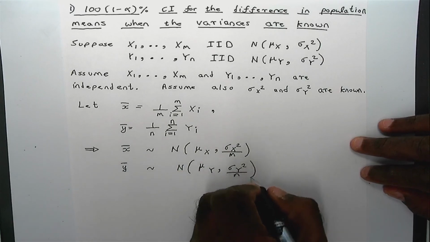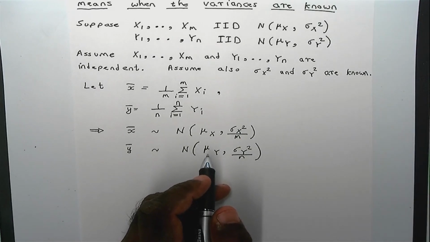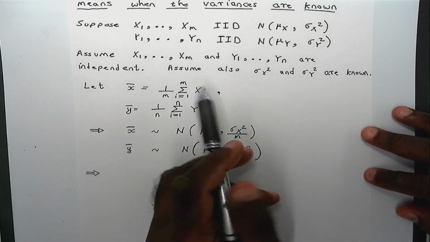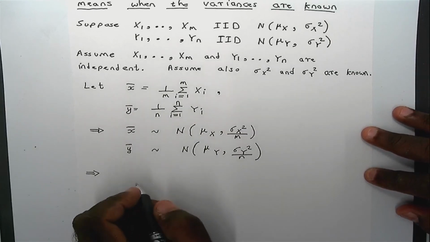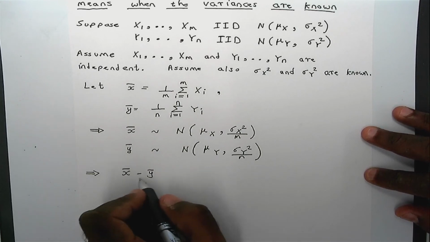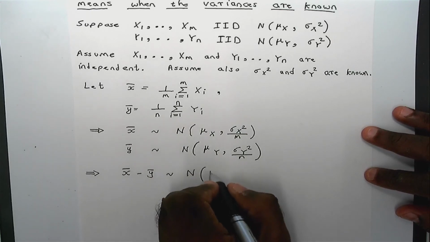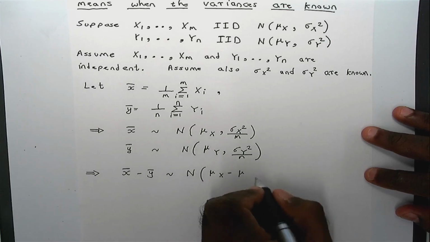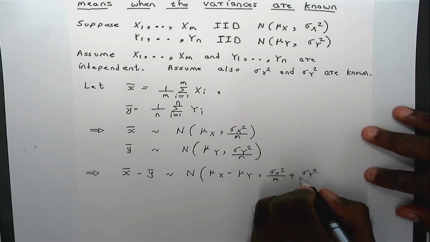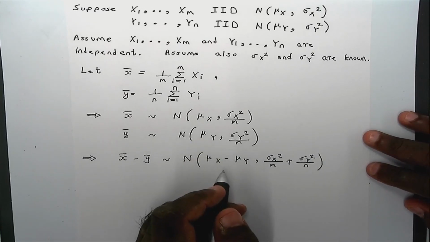So these two follow from the properties of the normal distribution. And because these two are independent, because we assume that these two samples are independent, another property that I mentioned in the same video on the normal is that the difference of two independent normals is also normal with the parameters. All these three properties follow from the properties of the normal distribution.